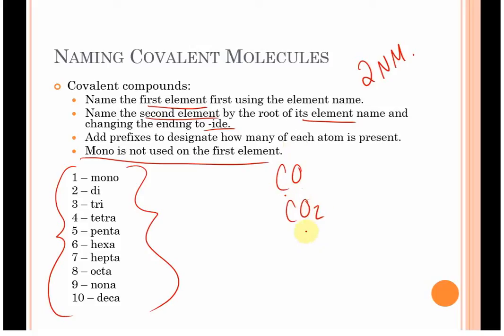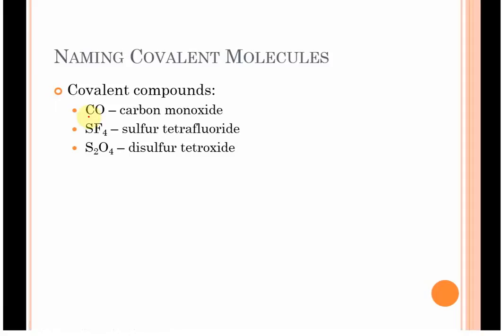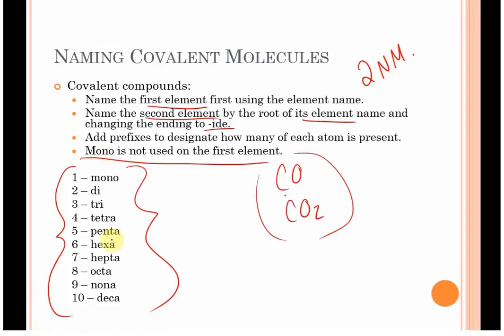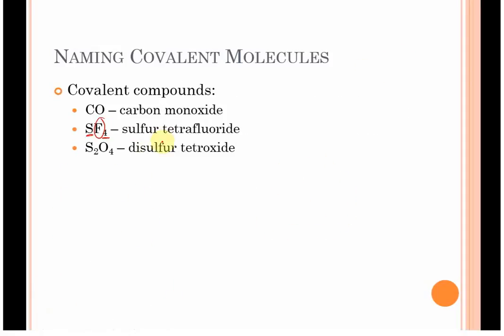So for example, this is carbon monoxide, carbon dioxide. Typically, nonmetals can combine in more than one set, and so we have to specify using those prefixes. So here are some examples. We have carbon monoxide as CO, SF4, S we name with its element name, which is sulfur. Fluorine becomes fluoride, and this 4, we are going to use the prefix tetra to denote. So this is sulfur tetrafluoride.